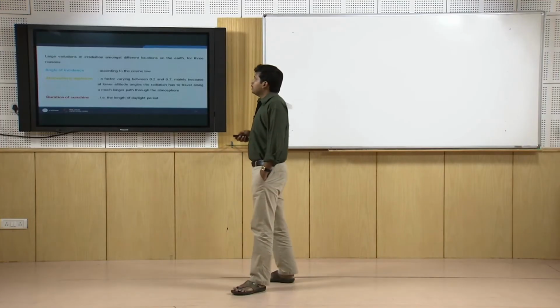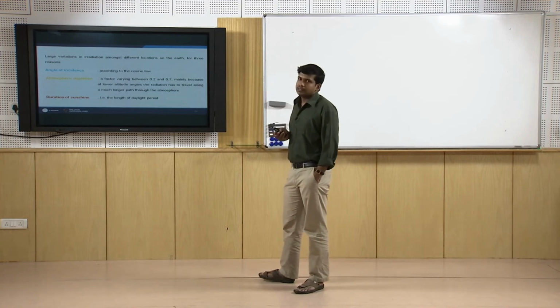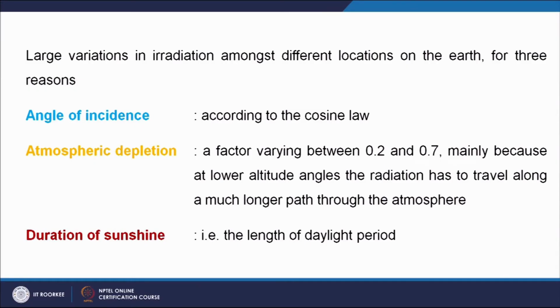There is a large variation in irradiation among different locations of the Earth. This is for 3 main reasons. One is the angle of incidence. We know the cosine law, which states that the steeper the angle of incidence, the greater the difference will be. Number 2 is the atmospheric depletion. Again, it is a factor of the angle of incidence.